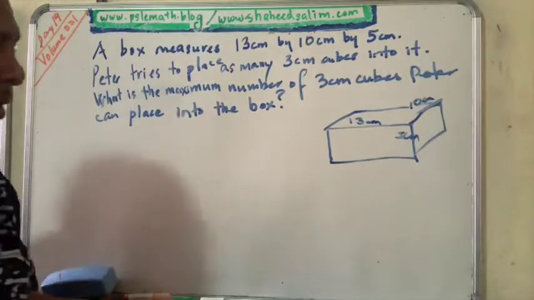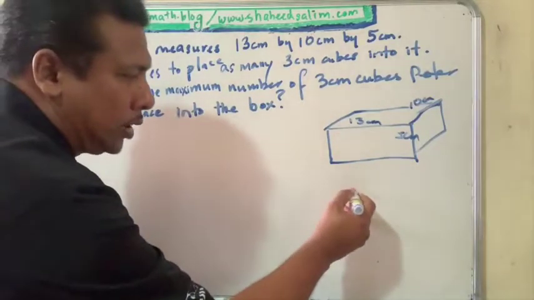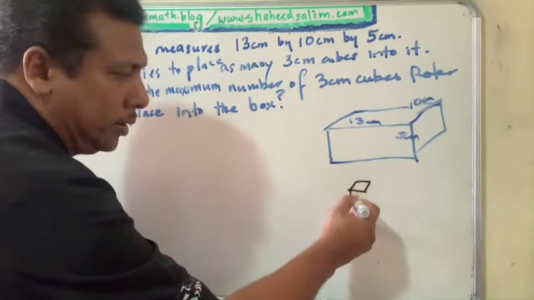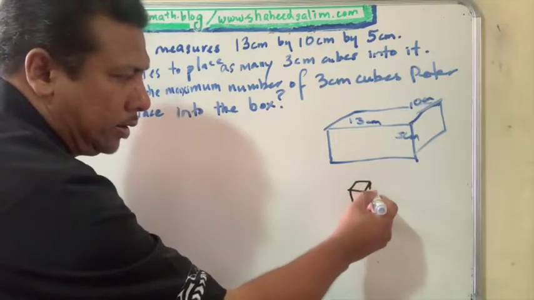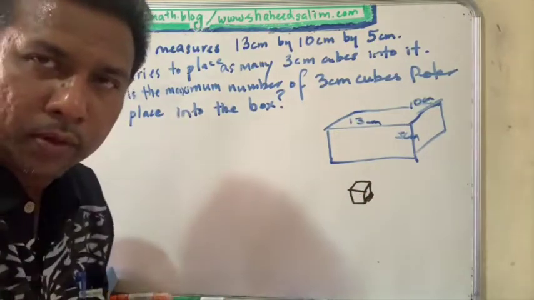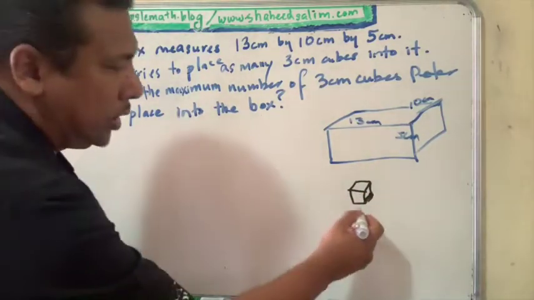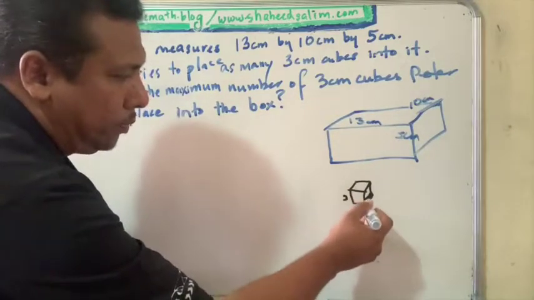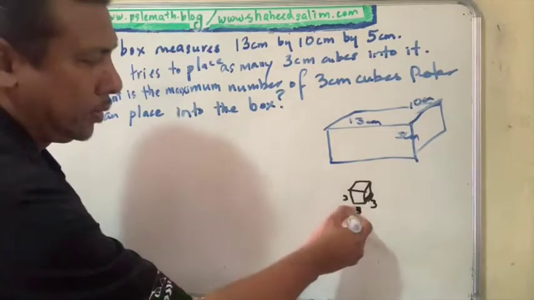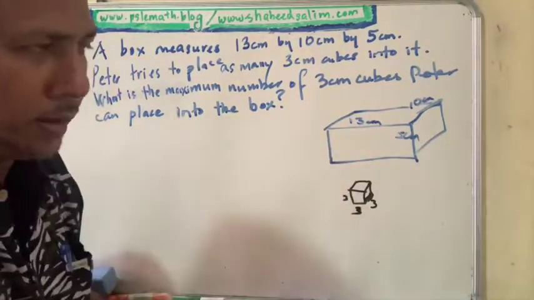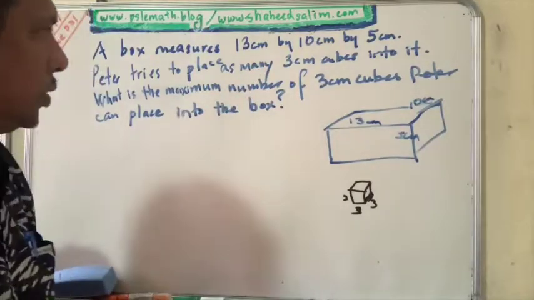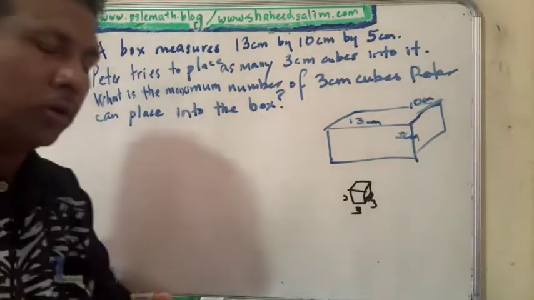So what's a 3 cm cube? It's a cube where the length, breadth, and height are the same, which is 3 cm. Okay? So it's 3 by 3 by 3. And we're going to place it here. What is the maximum number of 3 cm cubes Peter can place into the box?